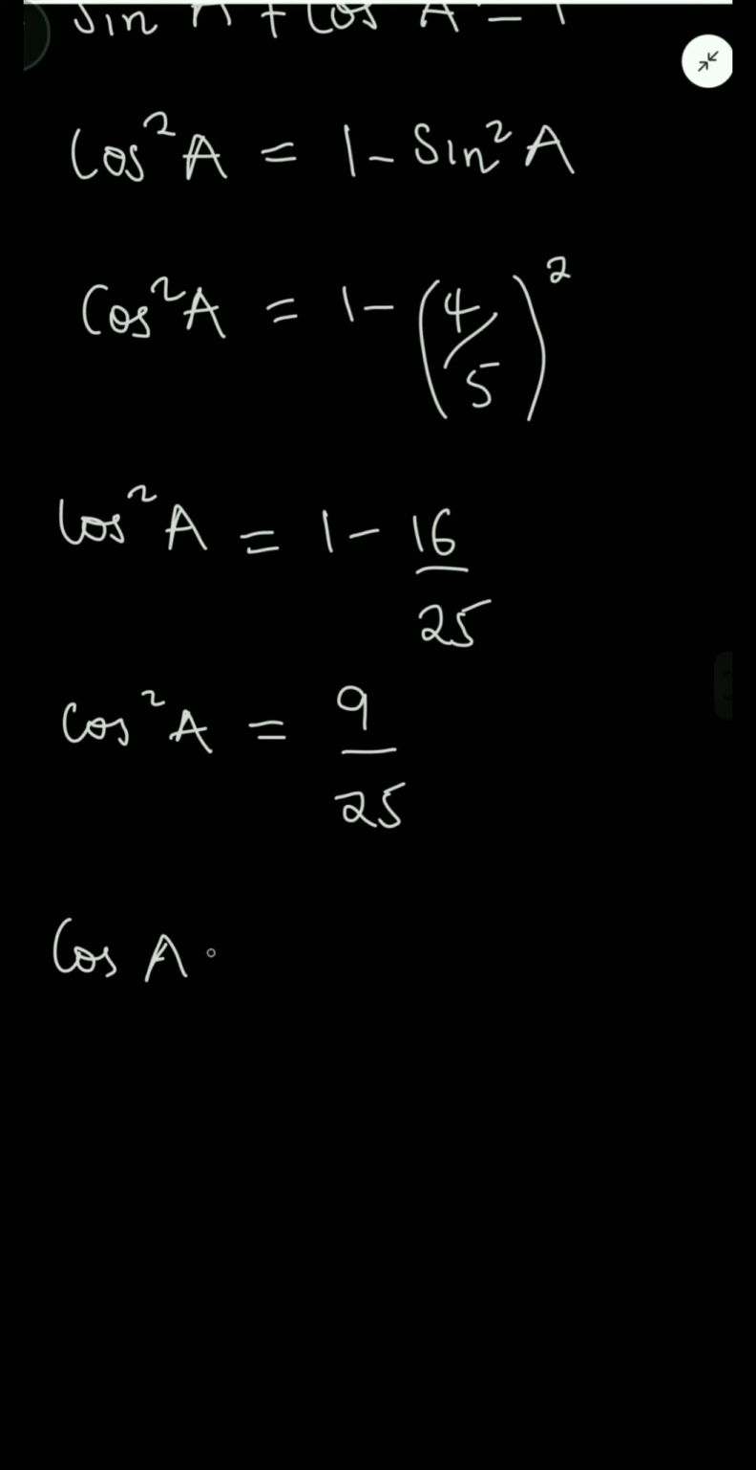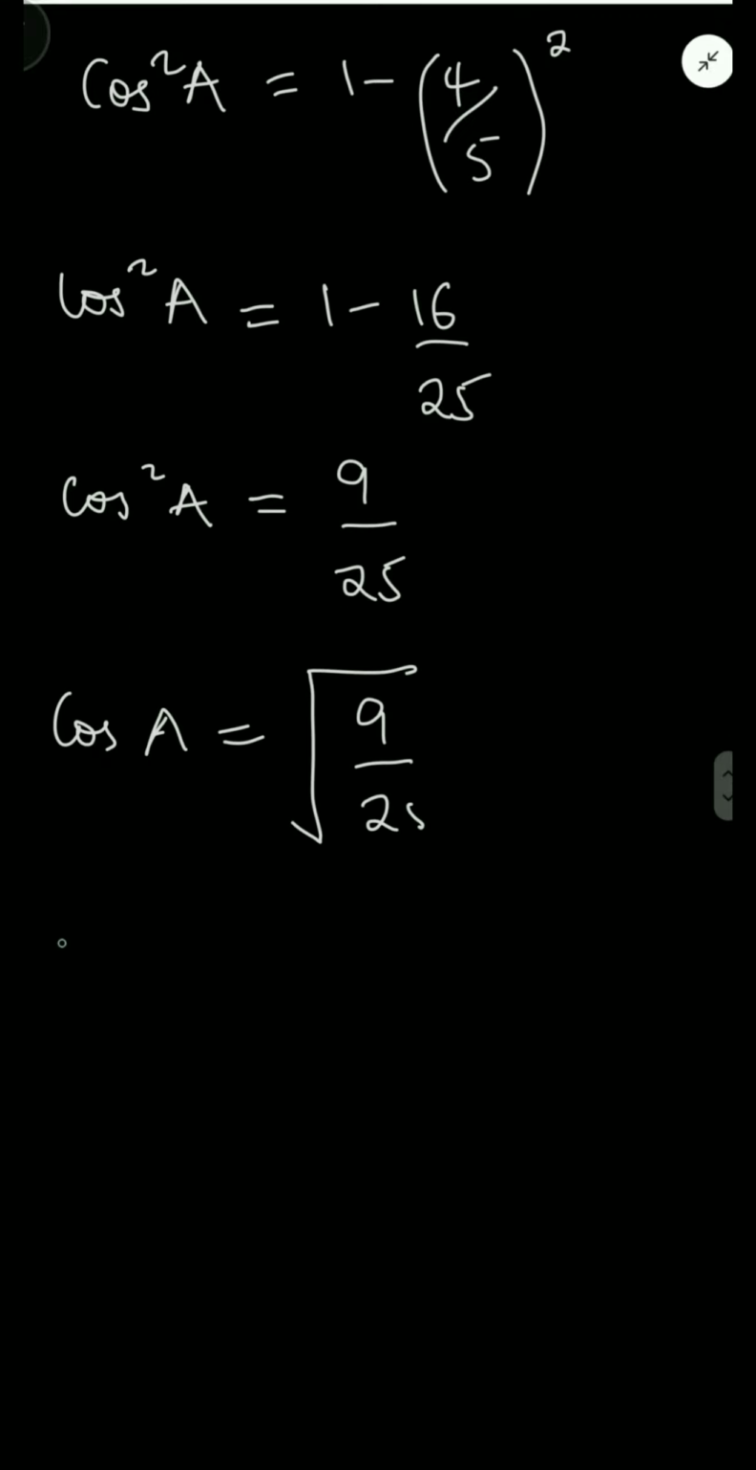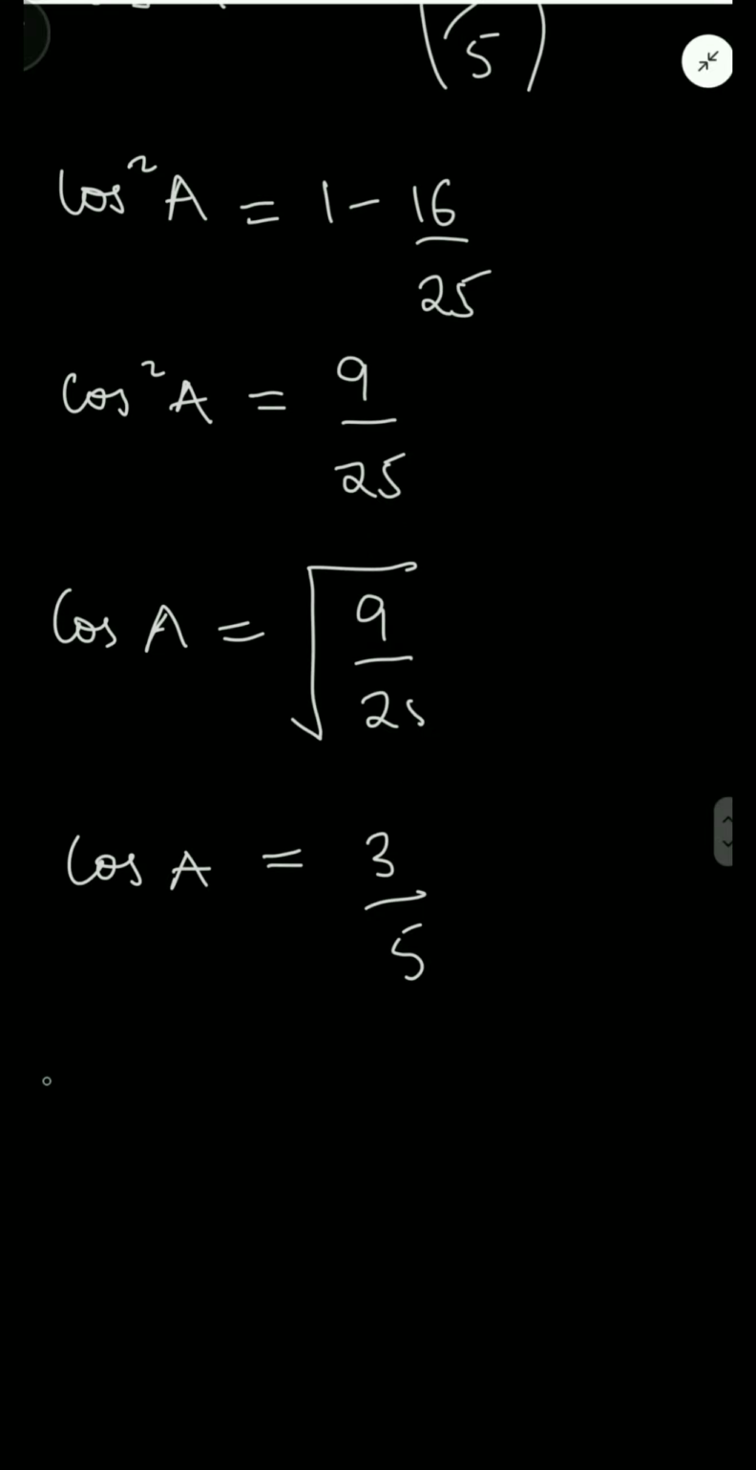Now to find cos A, we square root both sides. Then this gives us cos A equal to 3 over 5. Now this is not what we're looking for. We're looking for sine 2A. So sine 2A is 2 sine A cos A.